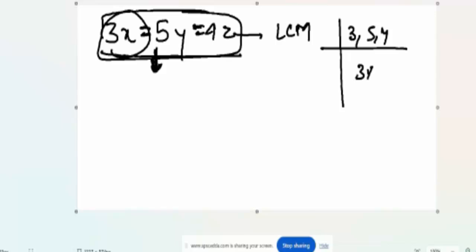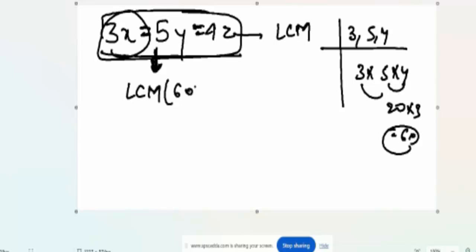No common digit, which means 3 into 5 into 4. 5 4s are 20 and this 3, 60. You guys know how to take LCM? Yes, ma'am. Okay, great. See, so we get the LCM 60. Now you just need to multiply.